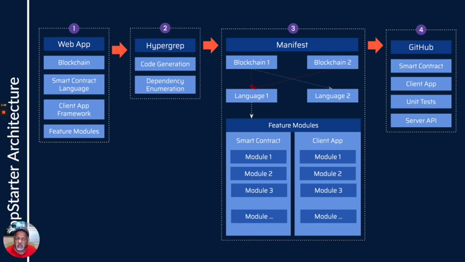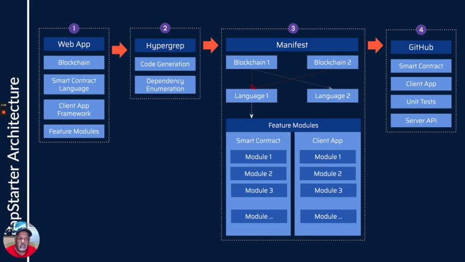Now what happens when you make that choice is, behind the scenes, we have an intelligent agent that we call hypergrep. And what it does is it intelligently generates the code and figures out the dependencies that are needed, much like you would expect, for example, the JavaScript NPM or Yarn packages to do. But it's a little more sophisticated because it has to take into account not just a single language, but multiple languages and multiple types of dependencies.